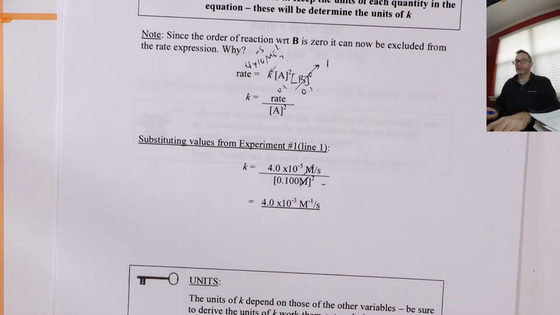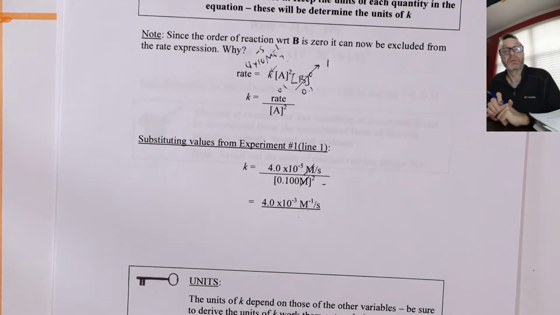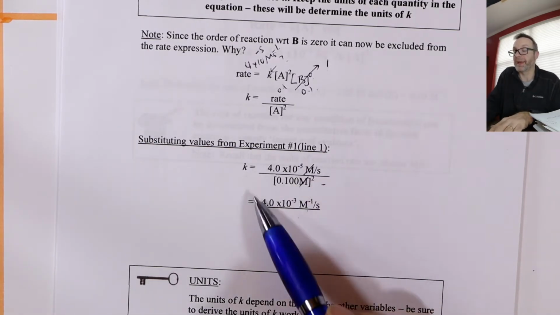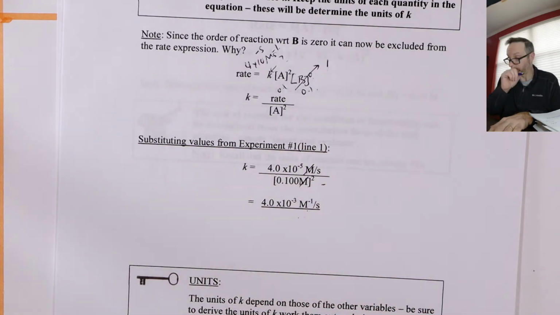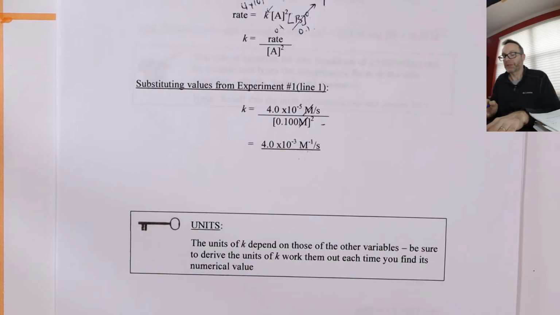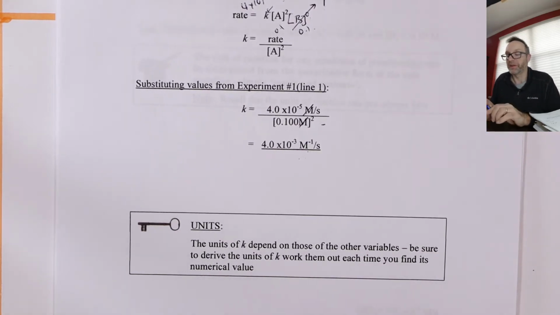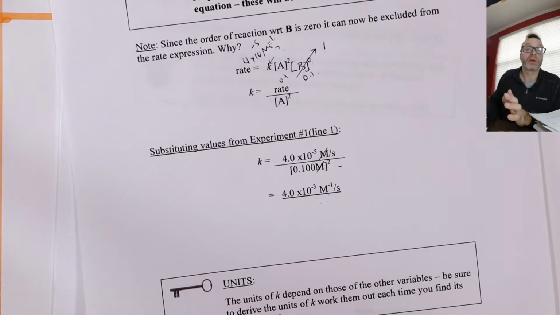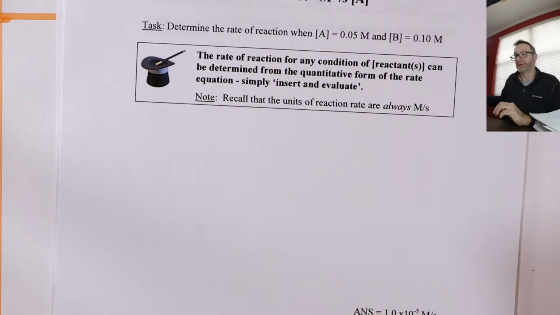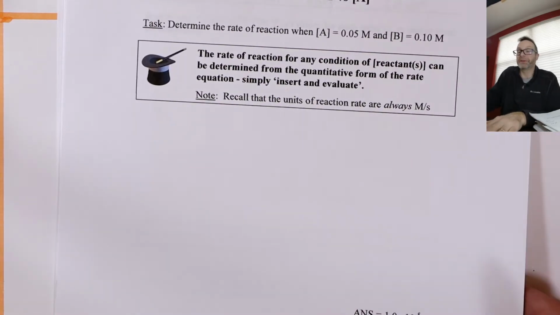The units of K depend on the overall order of reaction, it turns out. There's a little cheat sheet in the back of the packet, but honestly, it's better to derive the units on the fly. So do this math every time, leave the units in, and they'll cancel to give you what you want. Be sure to quote the number and the units. So now we have a value of K.